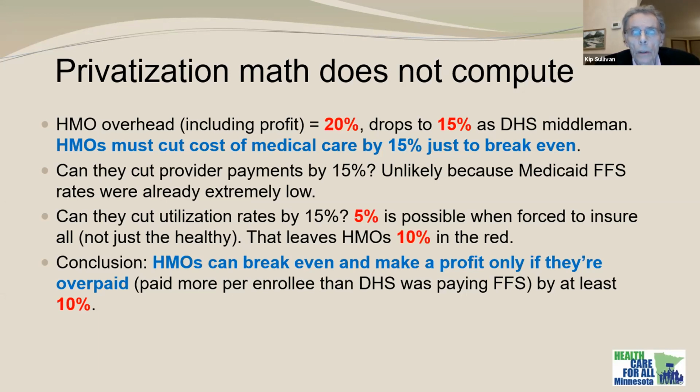So the only option the HMOs have is to reduce utilization. That, after all, is their claim to fame. It isn't clear exactly how much they reduce utilization. 5% is probably a good number, and that leaves the HMOs 10% in the red. Conclusion: HMOs can break even and make a profit only if they're overpaid by at least 10%.